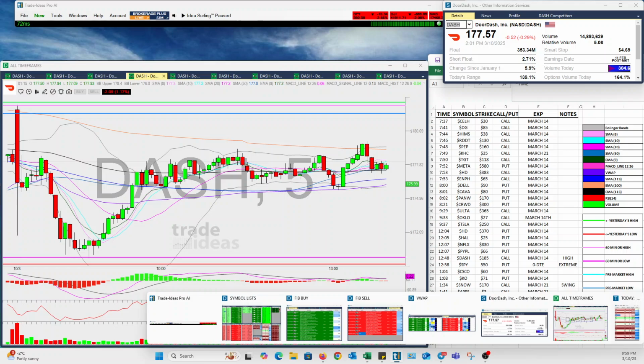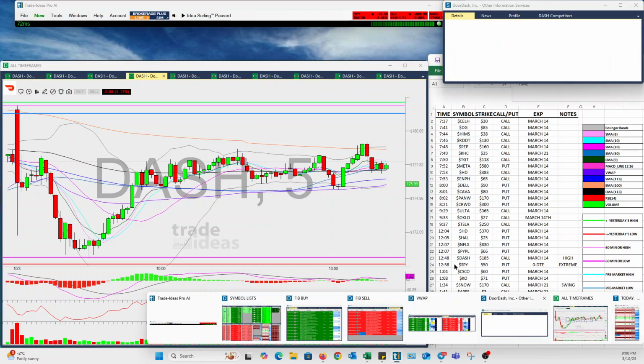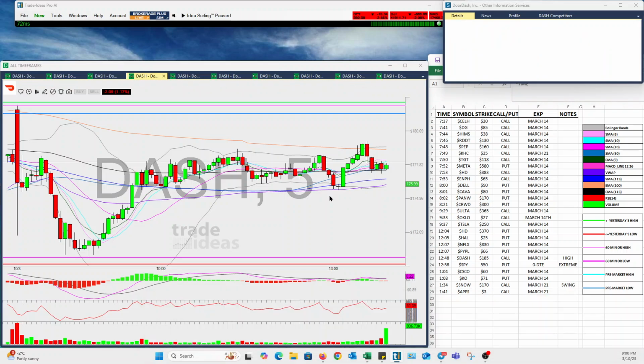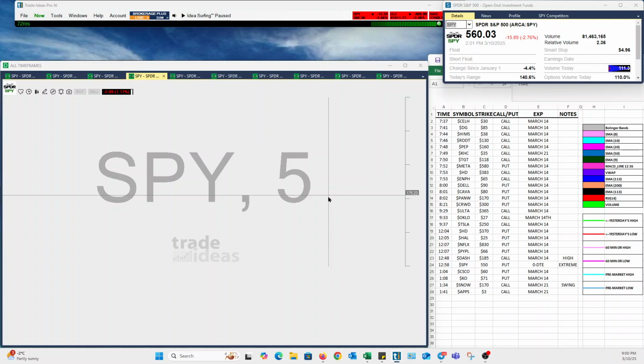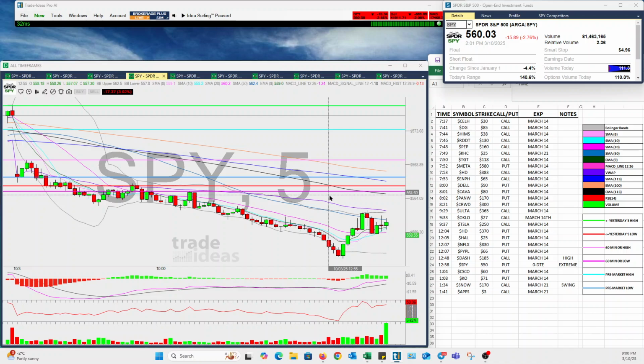It was a put at 12:58, and this was 0 DTE. It was marked as extreme high risk. So this was SPY, 12:58, and this was a put. So it was right around here. The alert was given out at 12:55.